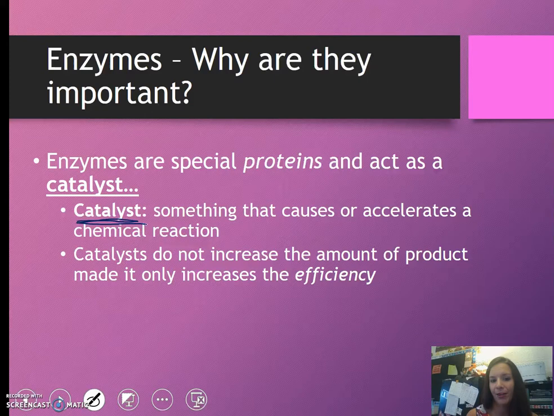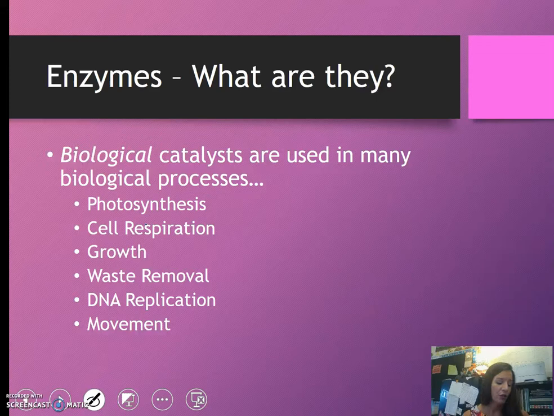So here's some examples of enzymes and what they're used for in our bodies. So they're used in photosynthesis. We use them for cell respiration. They're used for growth, removal of waste, DNA replication, and movement. Catalysts are very, very important to our bodies.